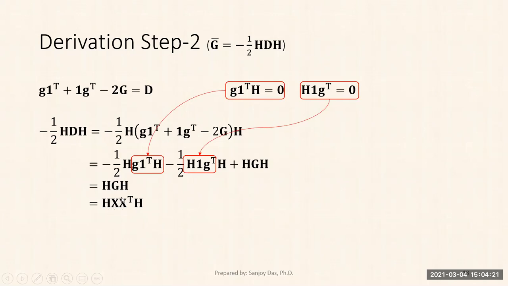The centering. When we did the centering, X bar was equal to HX, right? So this is HX, that's X bar, and this X transpose H, which is the same as X transpose H transpose, is X bar transpose. Correct? And so negative half HDH equals X bar transpose, which is G bar. So this is what we do. G bar equals negative half HDH.